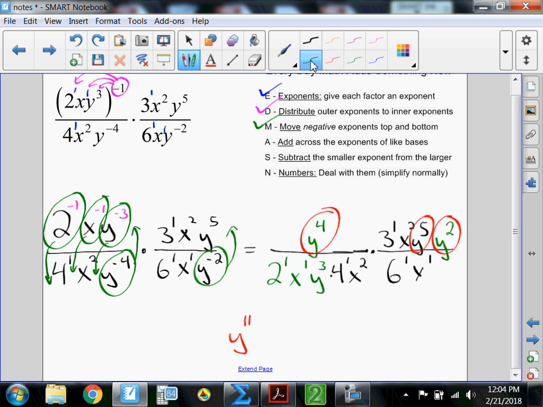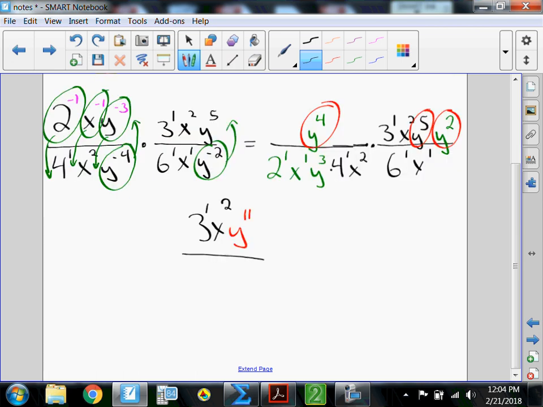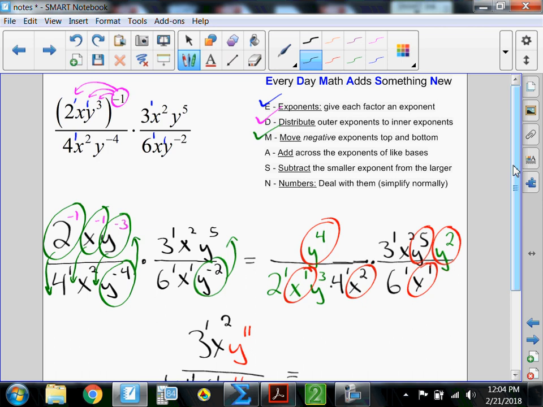I already have a 3 there and an x squared. On the bottom, I have a 4 and a 6 being multiplied, and a 2. I also have an x to the first, x to the squared, x to the first. So 1 plus 2 plus 1 is x to the fourth. And I have a y to the third. So everyday math adds. We just added across.